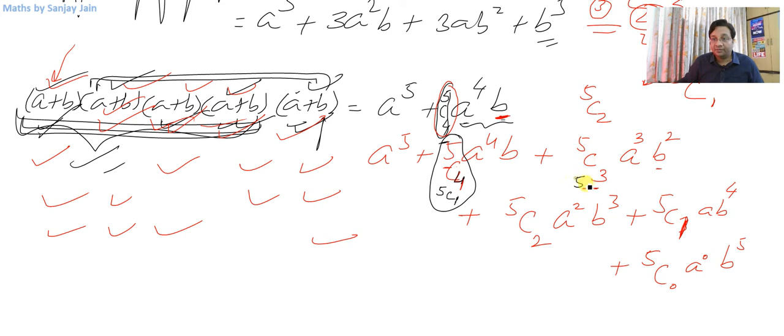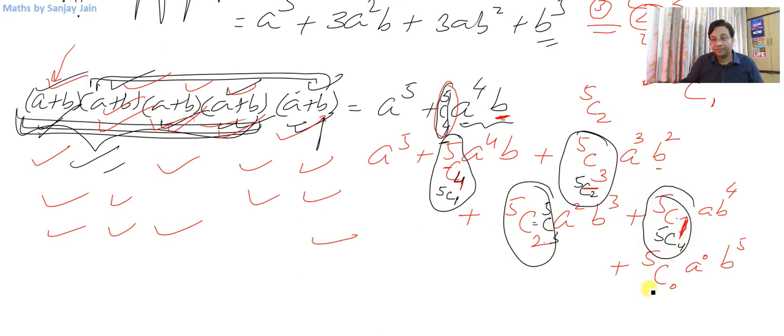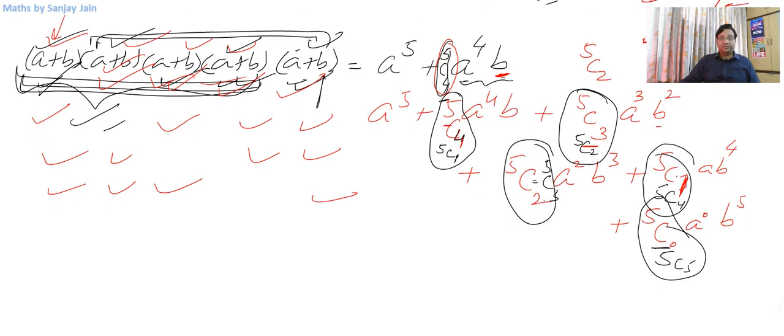5c3 or I say 5c2, these two are same. 5c2 or I say 5c3, these are equal, right? 5c1 or you could have said 5c4, these are same. 5c0 or 5c5, both mean the same value, both will give you same value. So what are the values that you have got?